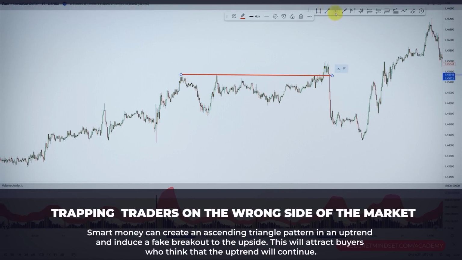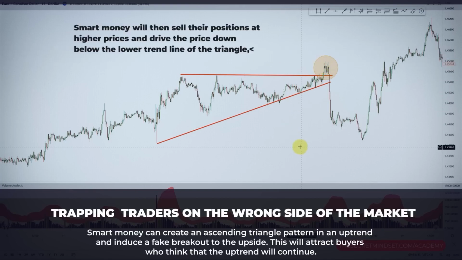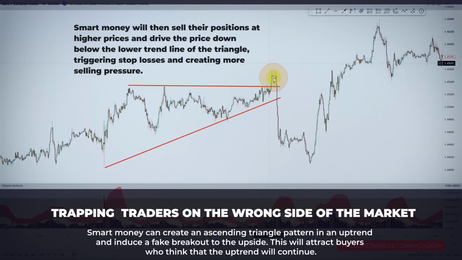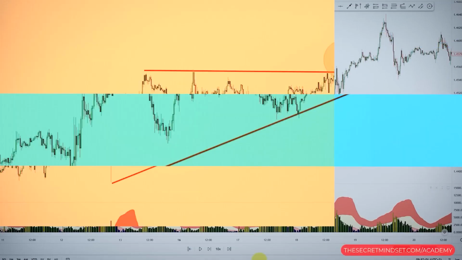For example, smart money can create an ascending triangle pattern in an uptrend and induce a false breakout to the upside. This will attract buyers who think that the uptrend will continue. However, smart money will then sell their positions at higher prices and drive the price down below the lower trend line of the triangle, triggering stop losses and creating more selling pressure. This will result in a sharp decline in price and the minor reversal of the uptrend.